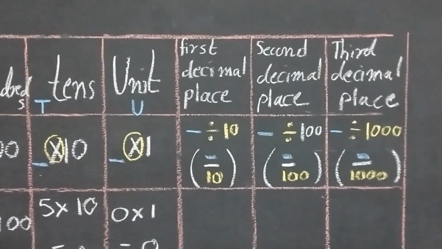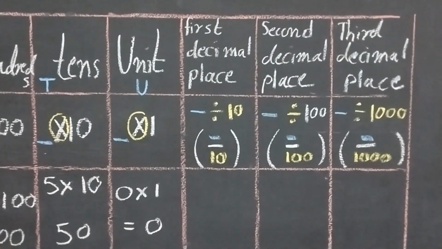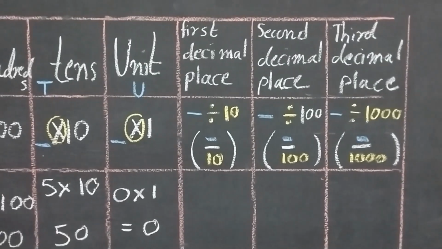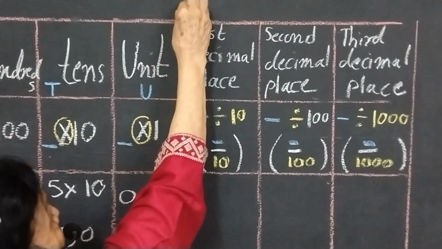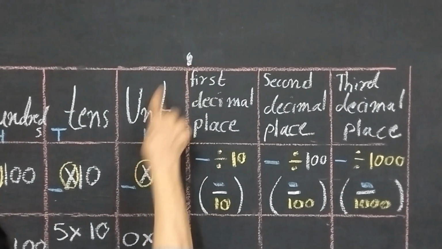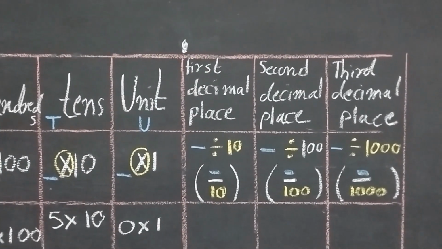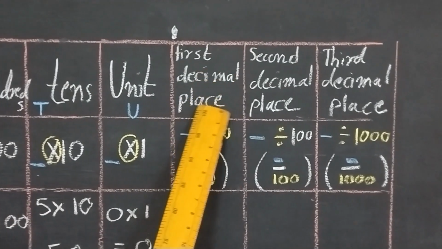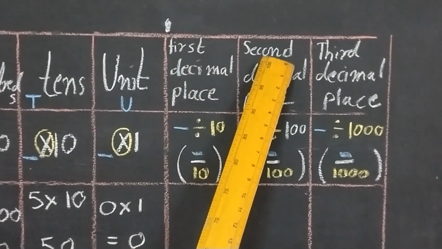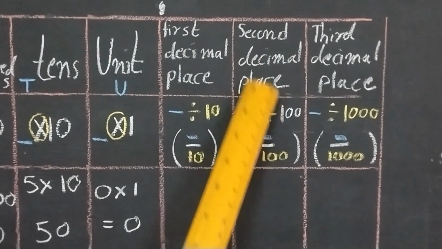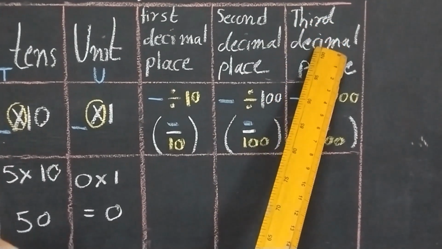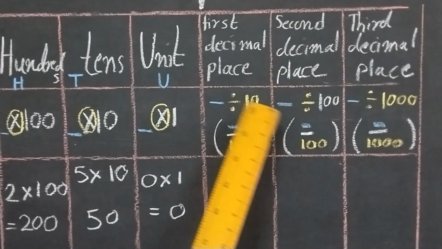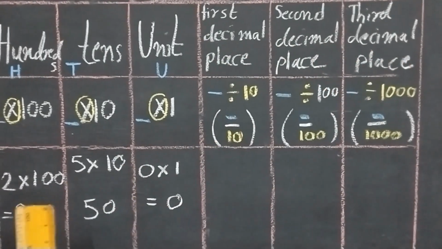So Nani, we have to take into consideration the digits which come after the decimal point also. So the decimal point comes somewhere here after the unit. Now after the unit, the first place is called the first decimal place. The second one is called the second decimal place. The third one is called the third decimal place. Now let us see how to remember the place value for all these places.